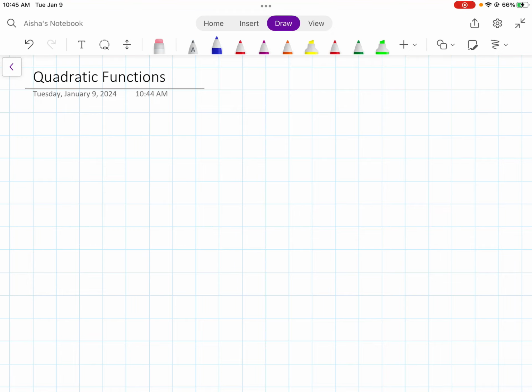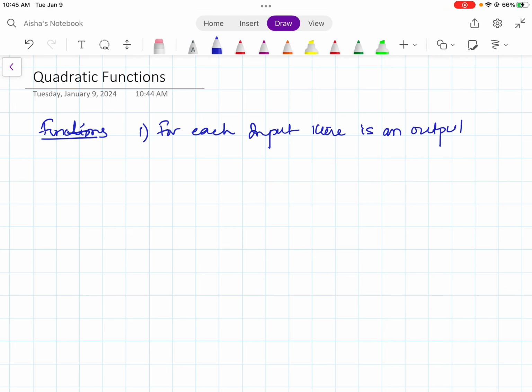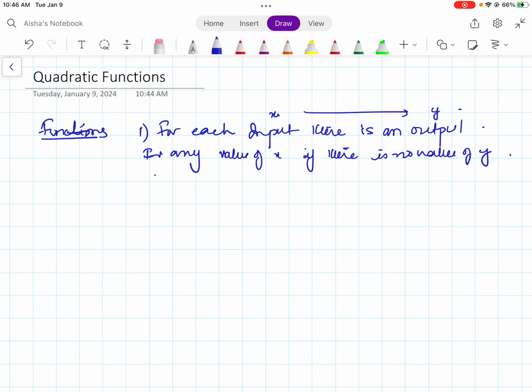Now, just a couple of conditions for functions, and those are for each input, there is an output. Meaning for each value of x, there should be a value of y. In case for any value of x, if there is no value of y, it is not a function. So this is a problem. Okay? Number second.